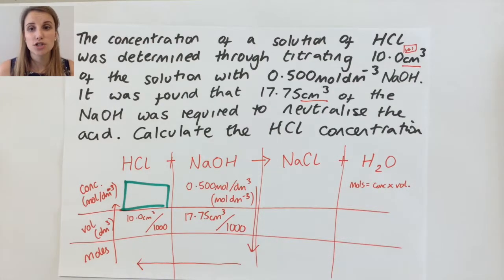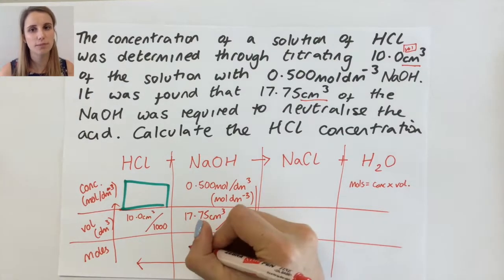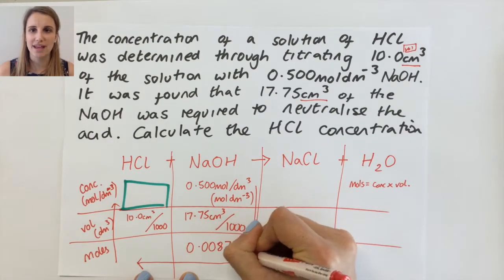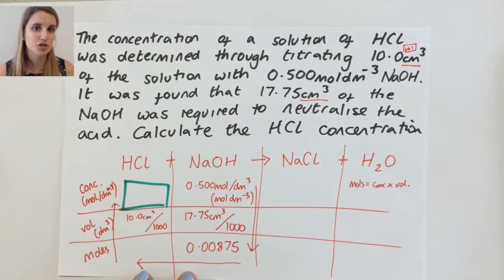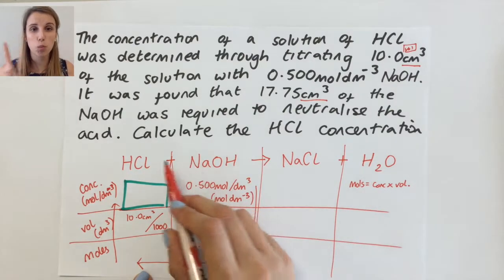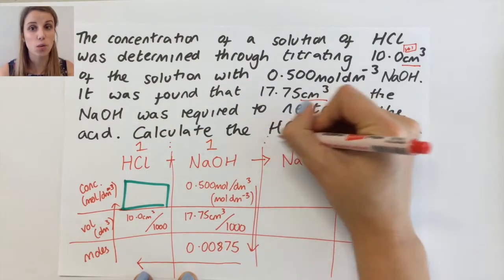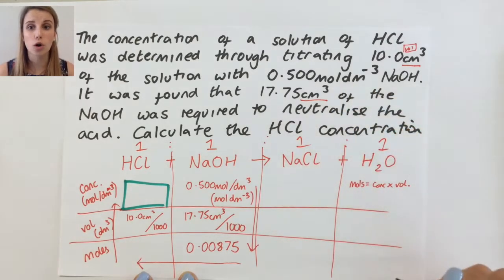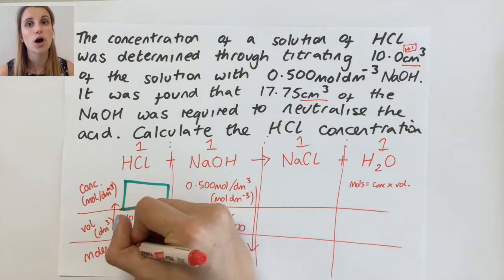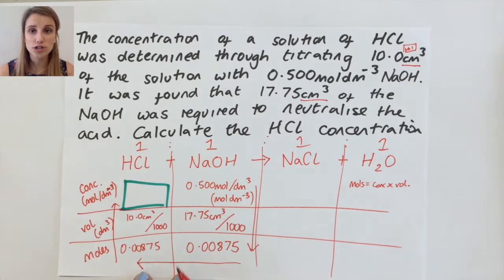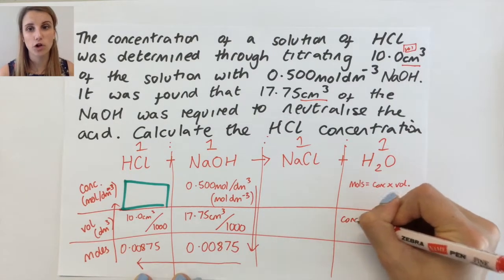Let's do that. So moles equals concentration times volume. For my NaOH, that's 0.5 times the 17.75 divided by 1,000, which overall, trust me, equals 0.00875. The number isn't super important. The important thing is that it's in a 1-to-1 ratio with the HCl moles because of the ratio in the equation. So that means I've also got 0.00875 moles of HCl.